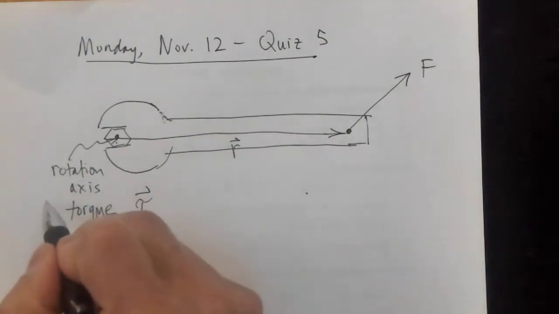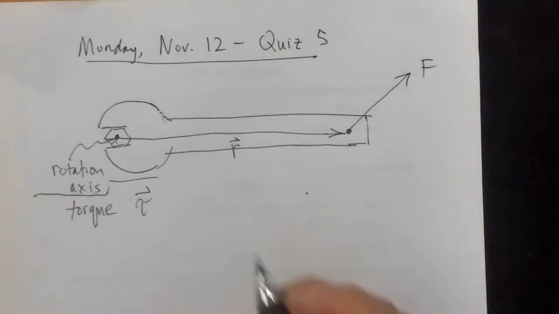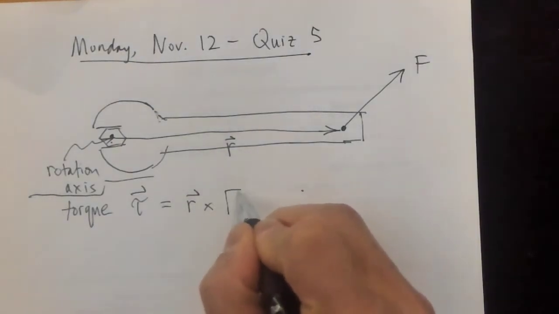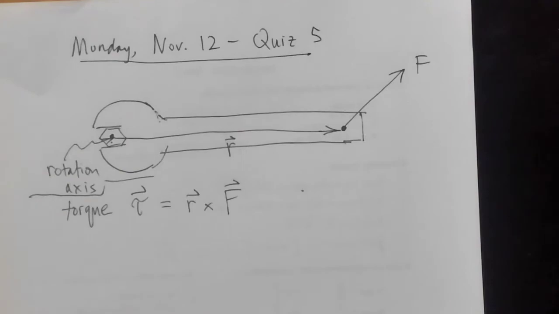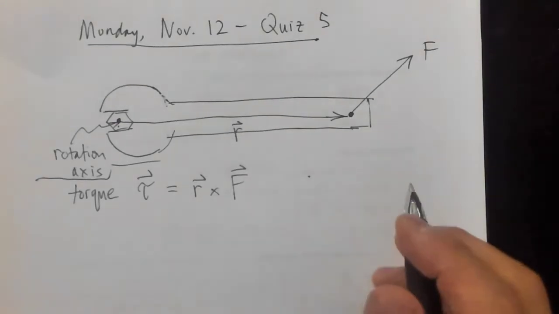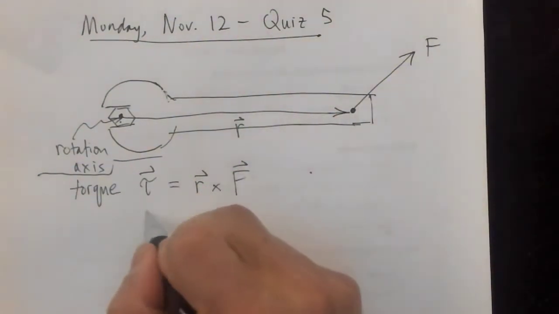And in terms of the vector torque, it will be the cross product of R and F. Okay. Remember the cross product? All right, remember the right-hand rule? Remember that? Okay. All right, so let's first talk about the magnitude of the torque.